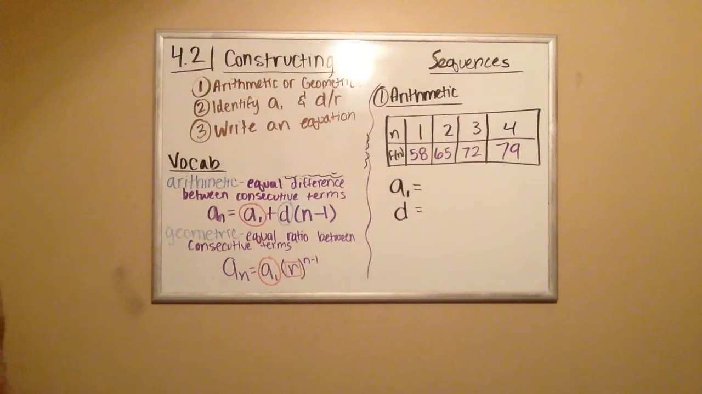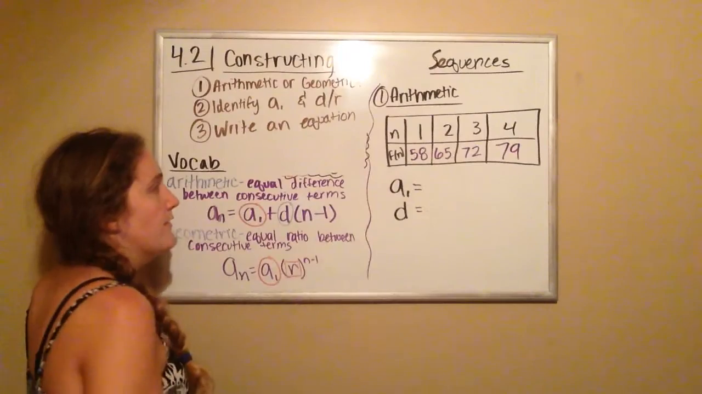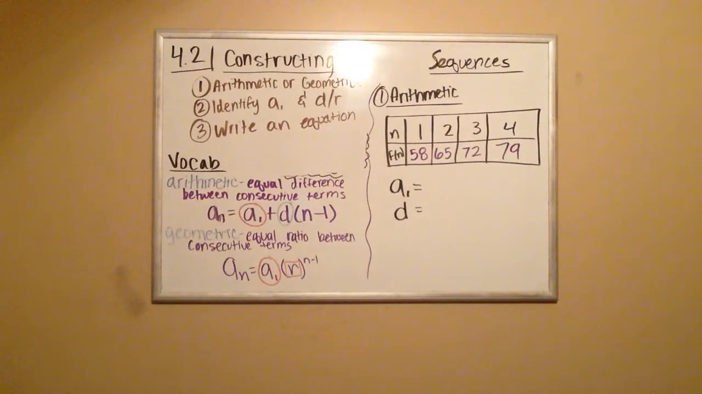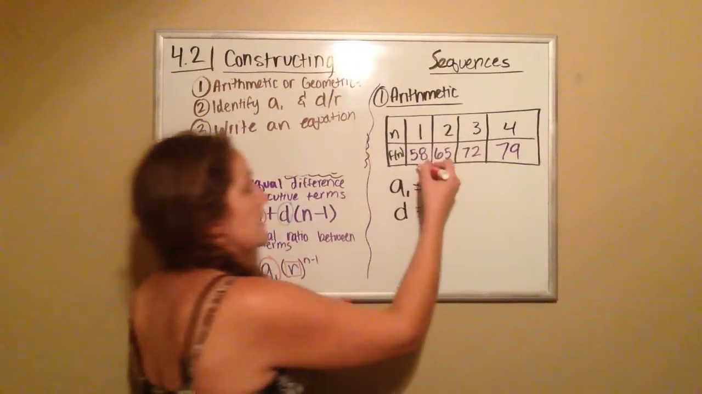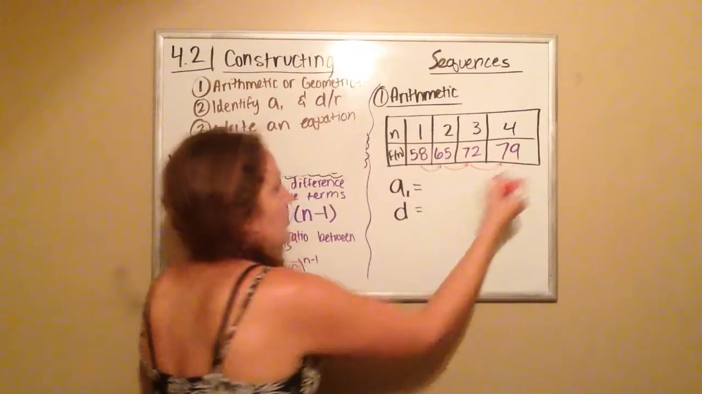So this is our first example on the right hand side here. It shows it in function notation. The first term is 58, second term is 65, third term is 72, and fourth term is 79. So we've got to figure out what's the rule, right? Is it arithmetic or geometric? What's the rule happening each time?